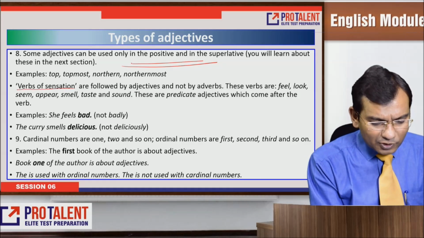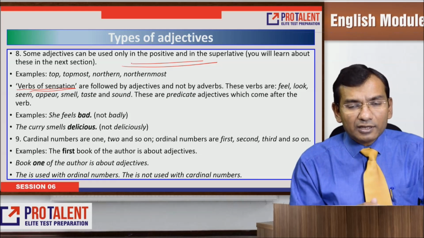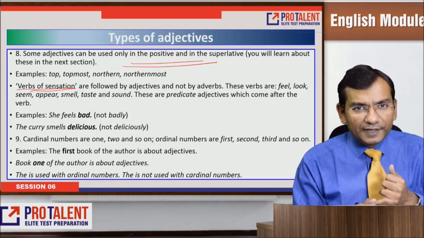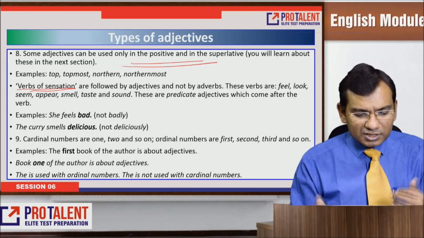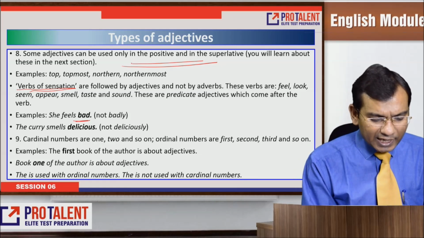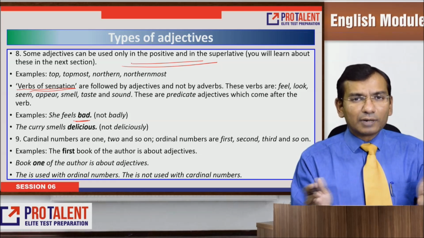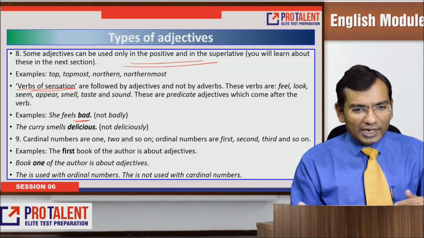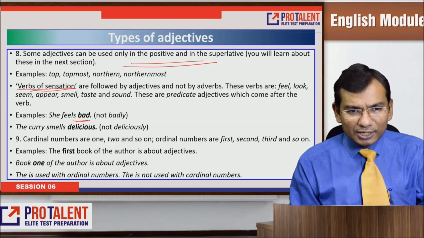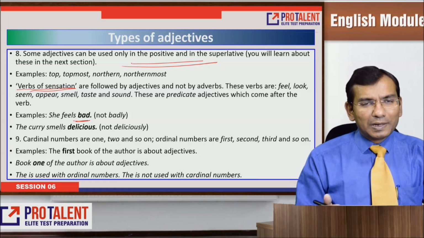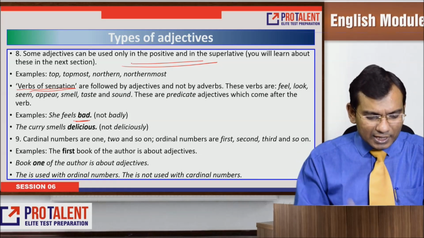सिमिलरली verbs of sensation are followed by adjective and they are not followed by adverbs like feel, look, seem, appear, smell, taste, sound. तो इनके बाद हमेशा आएगा, you can say, एक तरीके से adjective. adverb कभी नहीं आएगा. ओके, so she feels bad, that's the, you can say, एक तरीके से देखें तो adjective. The curry smells delicious. Deliciously नहीं चलेगा. Okay, so ये याद रखिएगा.